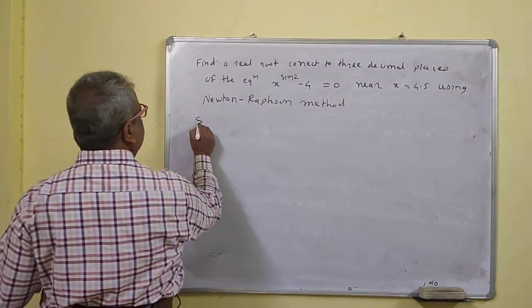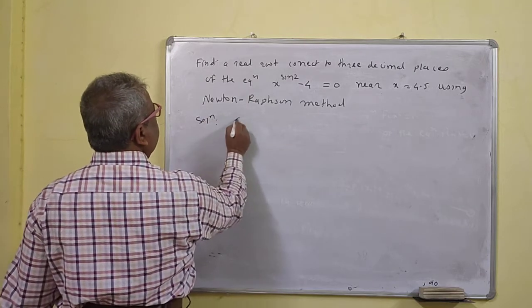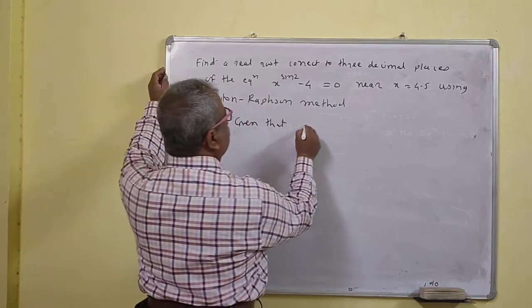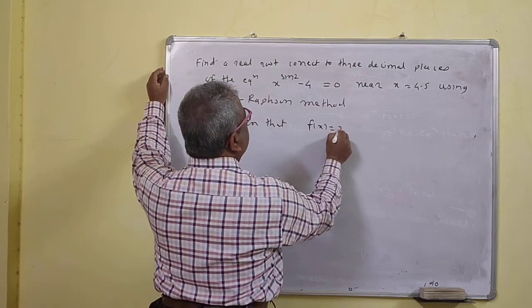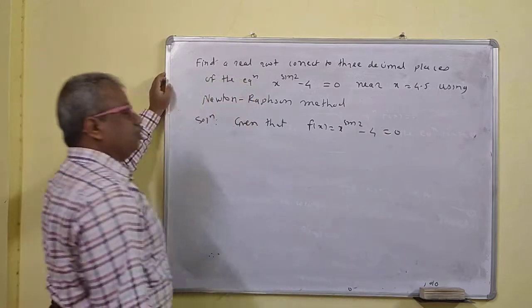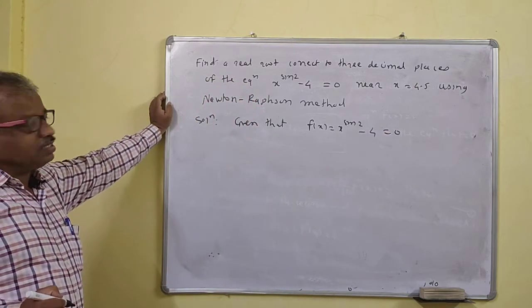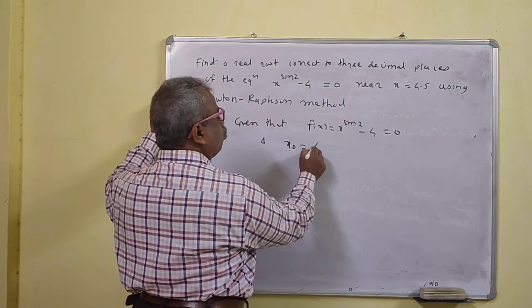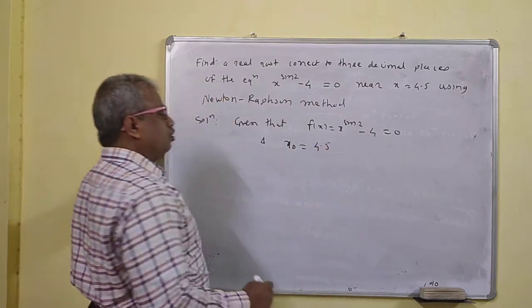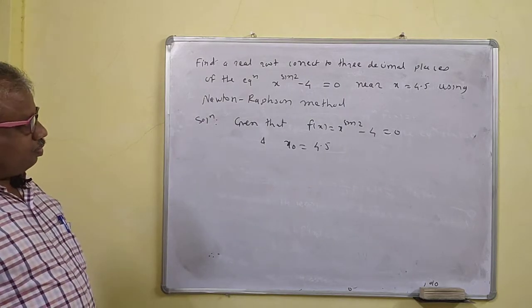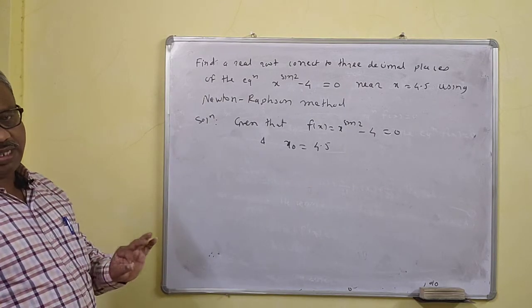Okay, solution. Given that f of x is equal to x raised to sine 2 minus 4 is equal to 0. So f of x is x raised to sine 2 minus 4 and x naught is equal to 4.5. It is the initial root provided to you. So for Newton-Raphson method we need the initial root.